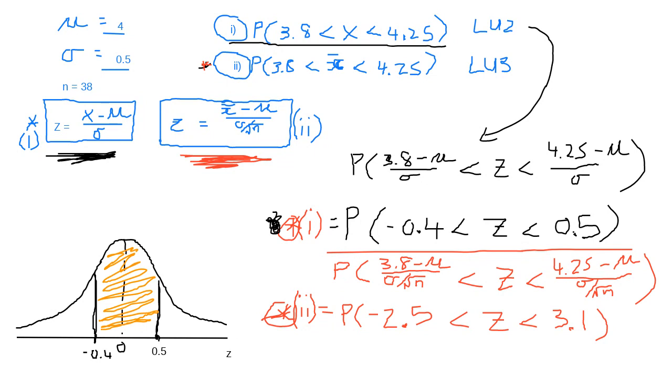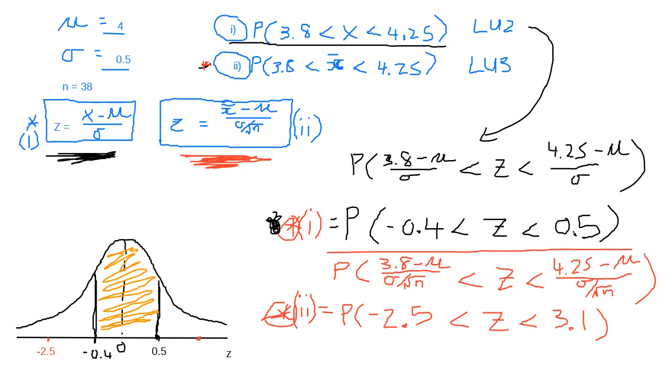Now, if you look at number 2, I'll go back to red. This is asking for the probability of z being between minus 2.5 and 3.1. So minus 2.5 is much further to the left. It's here, much further to the left of minus 0.4. It's minus 2.5. And then the right value is 3.1. So it's a very positive value and it's on the other end, somewhere here. It's past 0.5. We can all agree on that.